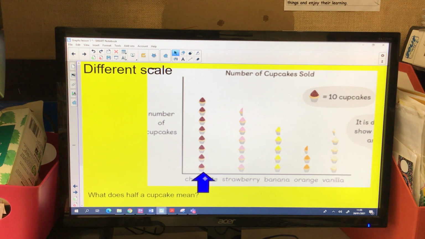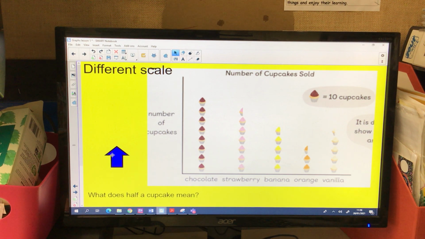And you can see, here's our chocolate. How many chocolate ones have we got? We've got 1, 2, 3, 4, 5, 6, 7, 8 cakes, but one cake equals 10, so 8 cakes will be 8 lots of 10. So there's our 80 represented like that, children.